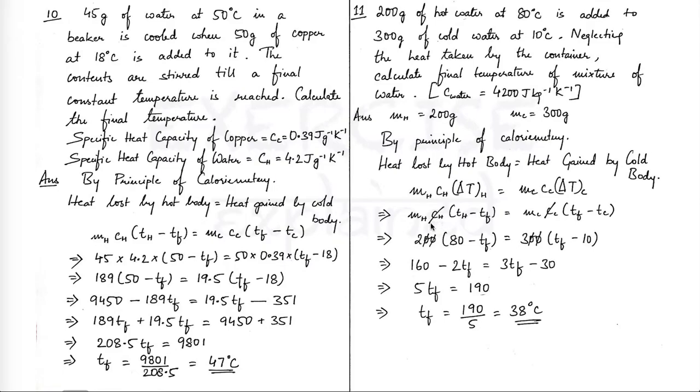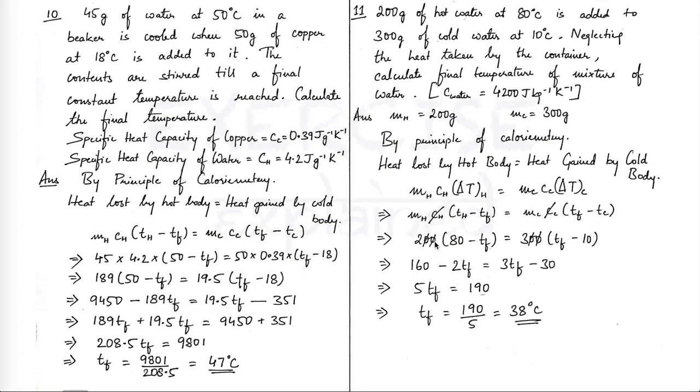Now if you notice one thing, I have cancelled cH and cC. The reason I have cancelled cH and cC is the material is the same, that is, it is water. So for water, we have the specific heat capacity as 4200 joules per kg per Kelvin. So instead of making the calculations difficult, what I have done is I have just cancelled the specific heat capacity from the equation because the material remains the same. You can also do this if material is the same.